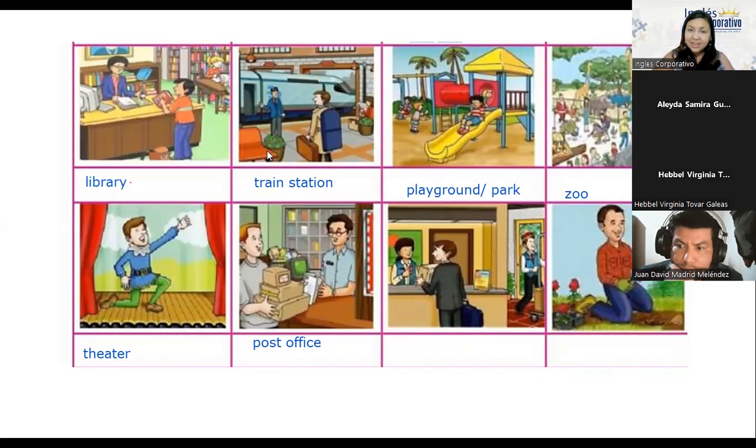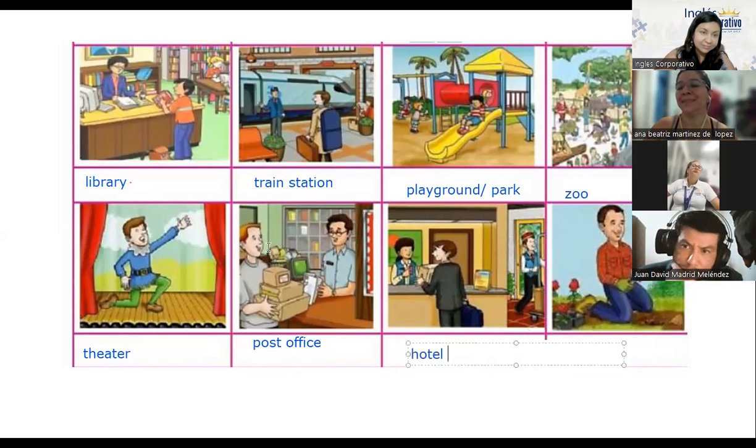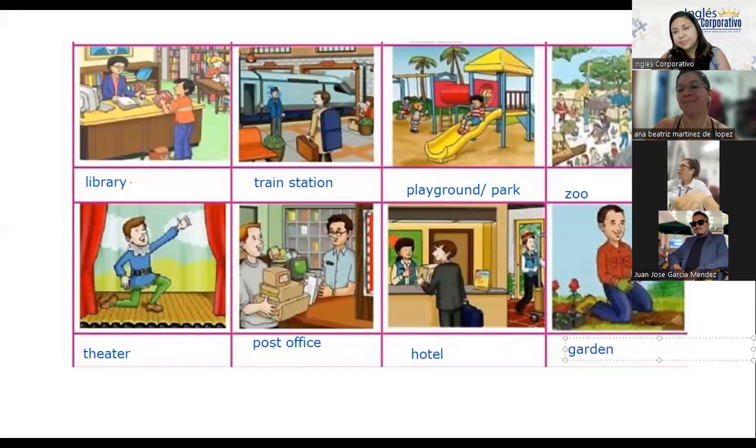Hotel. Okay. The next one is a hotel. What can you do at a hotel? You can rent a room. You can stay in the room and sleep there. And finally, the garden. Yes, what can you do at the garden?